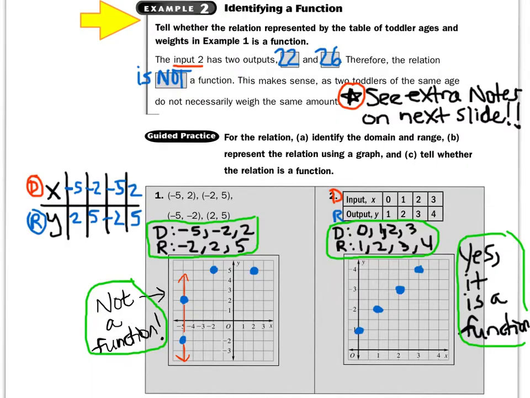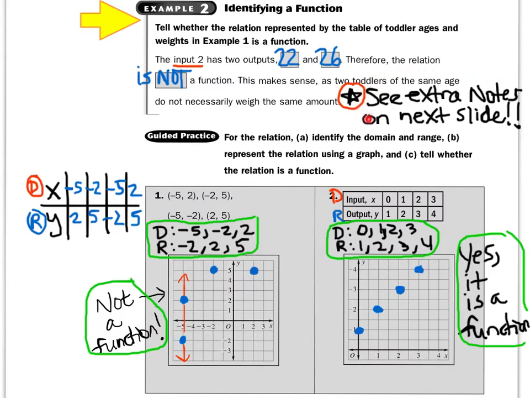Okay, look at example 2 to identify a function. Because the input 2 had 2 outputs, remember, one of the 2-year-olds was 22 pounds and a different 2-year-old was 26 pounds. That means the relationship is not a function. And remember, it makes sense because 2 toddlers of the same age, so 2 2-year-olds, could have different weights.